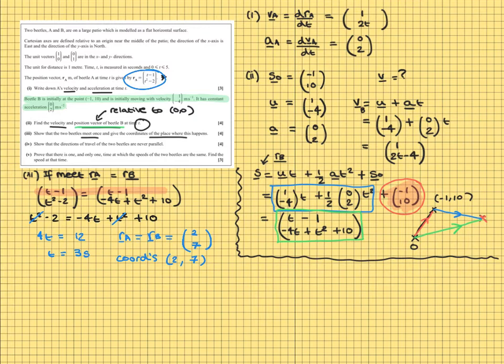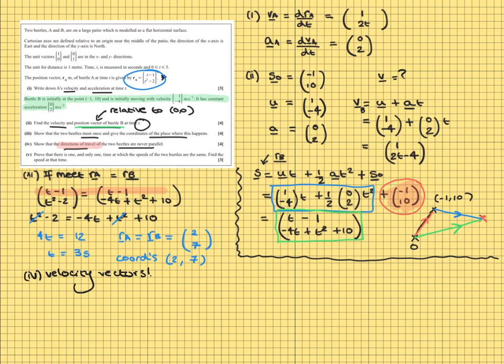Right, the next part, part 4: show that the directions of travel of the two beetles are never parallel to each other. So, this is important. If you are asked about the direction of travel, which vector tells us the direction of travel? Think about it carefully. It's not the position vector, that just tells you where you are at a given time. It is the velocity vector that tells you about the direction of travel. So we need to be looking at the velocity vectors here.